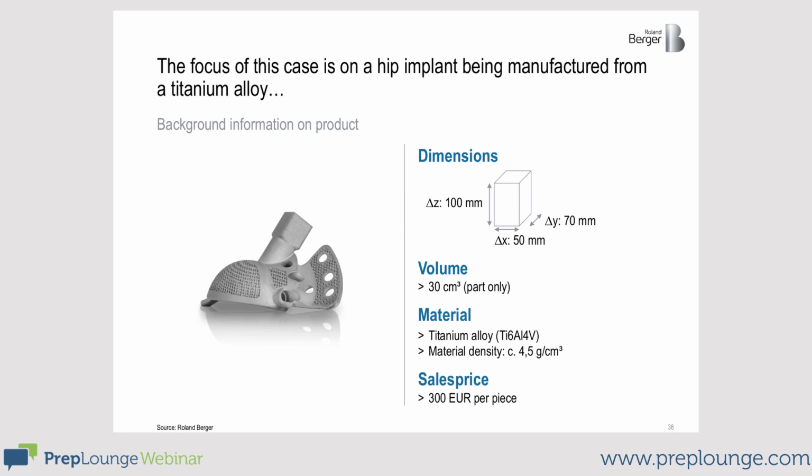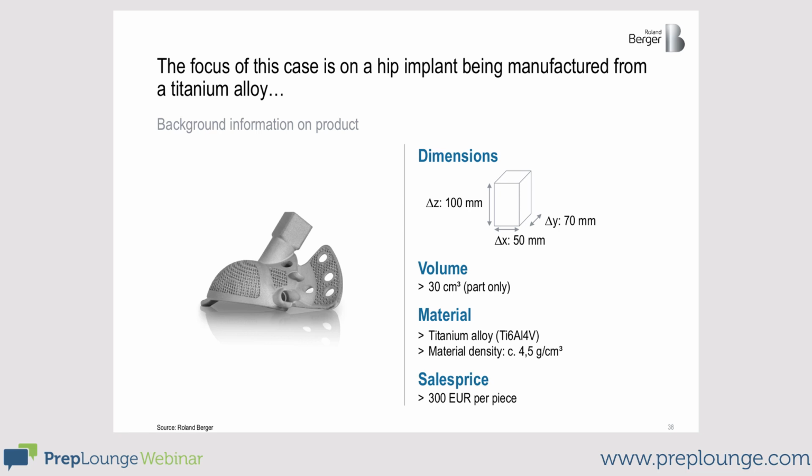So if something goes wrong, for example due to an injury in an accident or a disease such as cancer, the natural hip joint can be damaged and then needs to be replaced by an implant. That's the product we look at today.